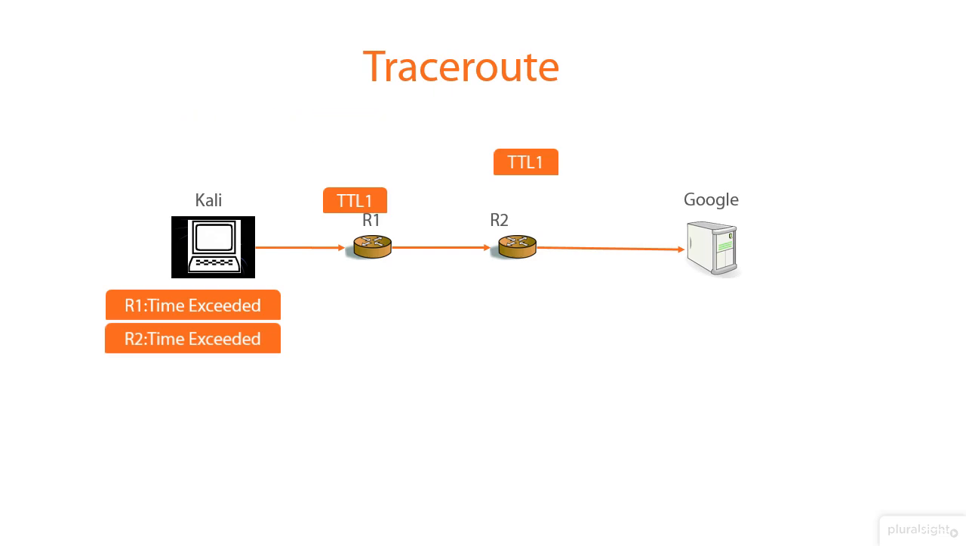R1 will pick it up, decrease it by 1, and then send it to R2. After that, R2 will pick it up, decrease it by 1, and send it to the Google server. When the Google server picks it up, it sends a response back with destination port unreachable. Why? Because most of the time, servers block the packets for this kind of port.